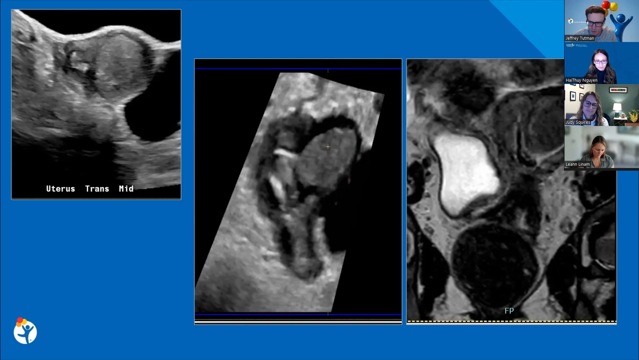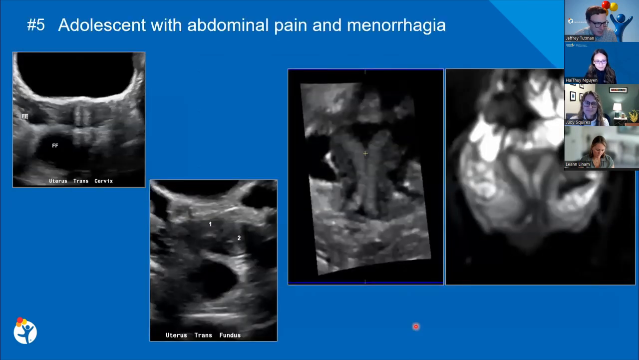I have a couple other cases just to show you something similar. This was a patient that came in with abdominal pain and menorrhagia. In our 2D, we can see this septation at the level of the cervix, and then higher up, maybe 2 separate endometrial cavities, but it's really quite limited on the 2D acquisition. With this really nice 3D, you can really see that septation extending down the length of the uterus.